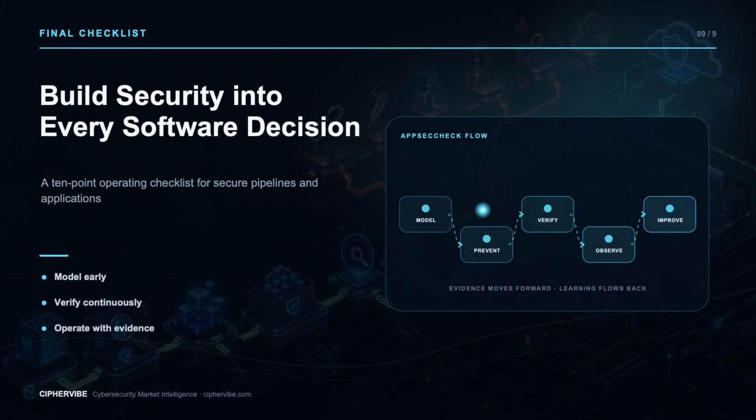Finish with the checklist. 1. Inventory applications, APIs, repositories, pipelines, dependencies, data, owners, and exposure. 2. Threat model important flows and convert abuse cases into testable requirements. 3. Use secure frameworks, centralized controls, secrets management, and least privileged identities.